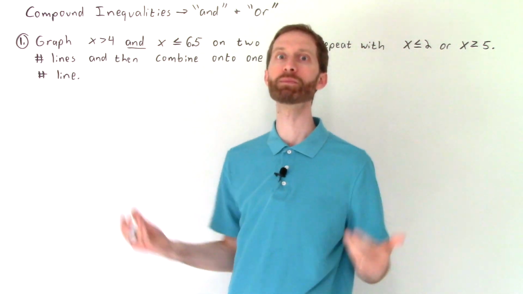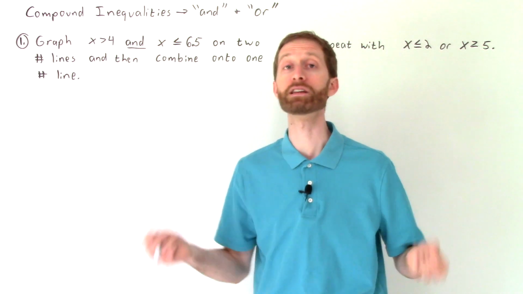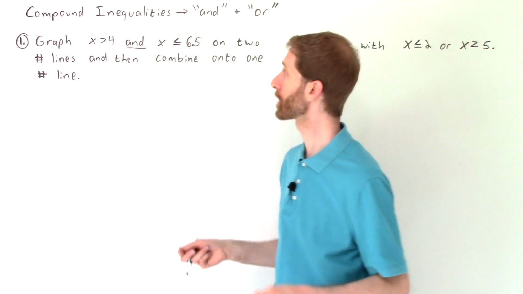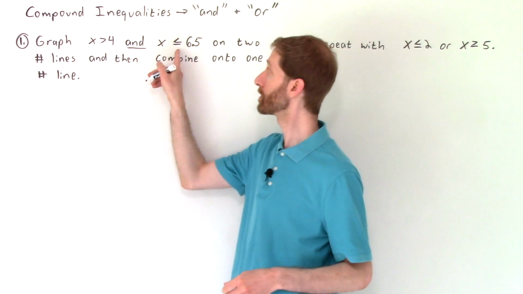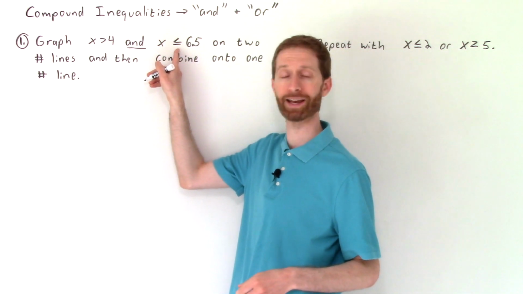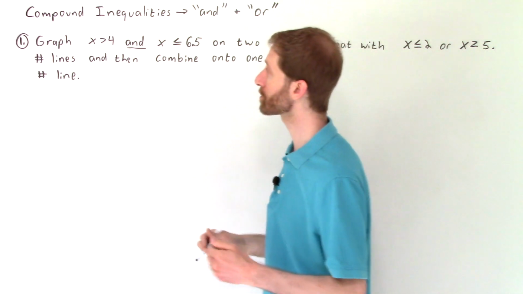And that's what the word "and" means in the real world. I went to the park and I ate ice cream. That means I did both. Both are true. So like the number 3, while it's not more than 4, it is less than or equal to 6.5. It does not satisfy both inequalities. It would not be a solution. So without further ado, let's graph it out.